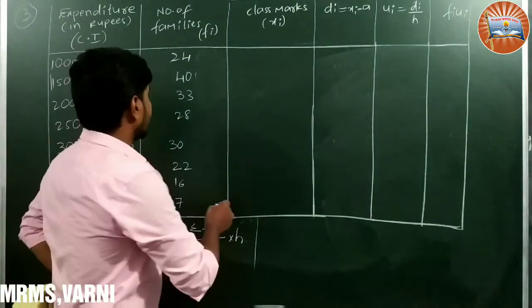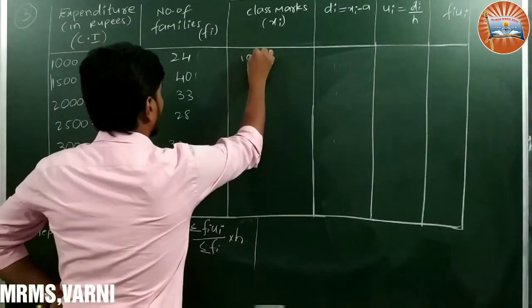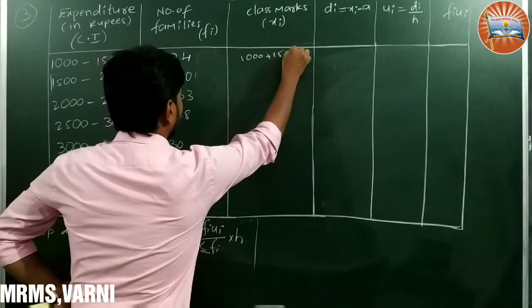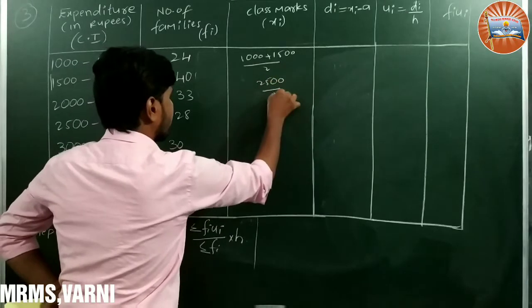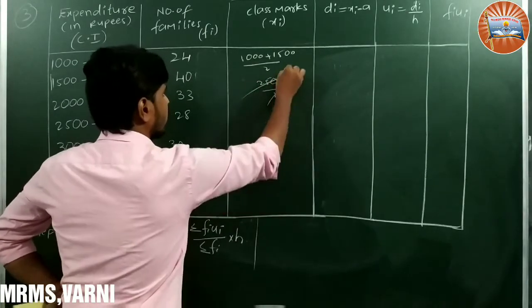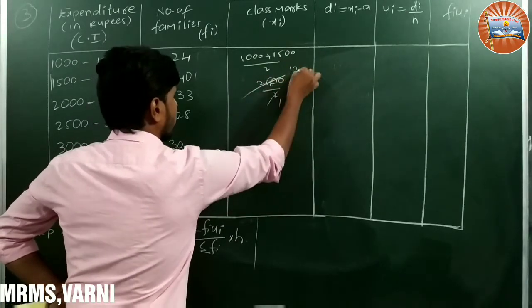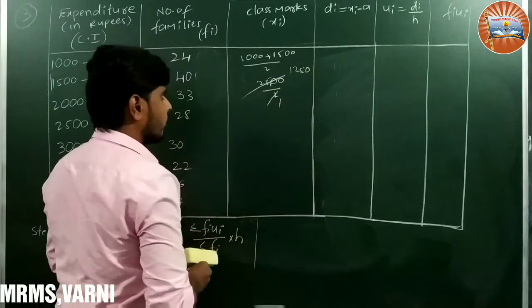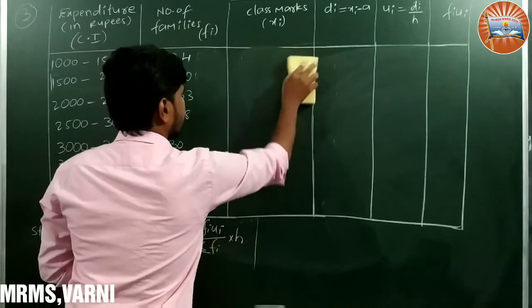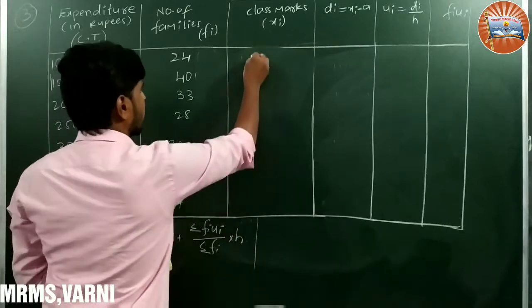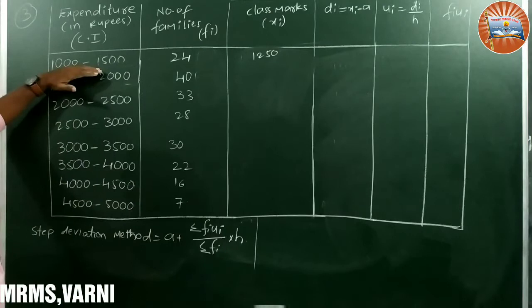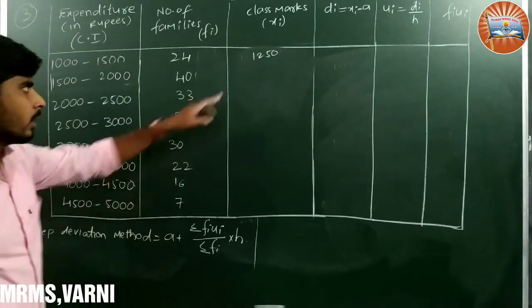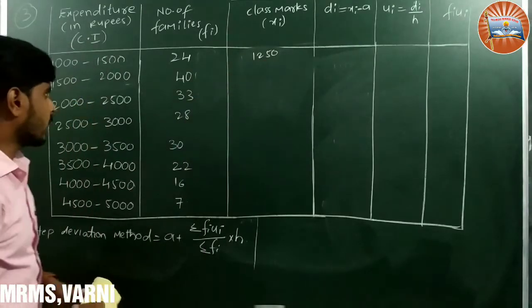So 1000 plus 1500 by 2, it means 2500 by 2. 2 ones are 2, 2 twos are 4, 2 fives are 10. So 1250 is the class mark for the first one. 1250. So I have taken the average of this, it means lower limit plus upper limit by 2. We get 1250.